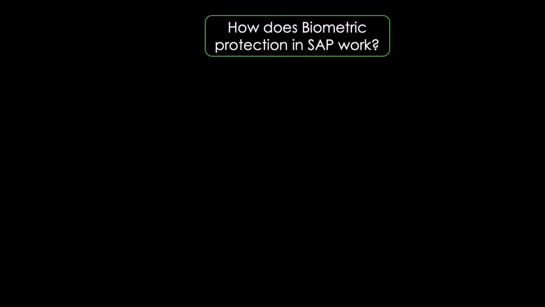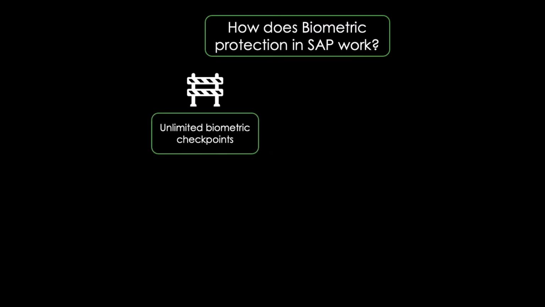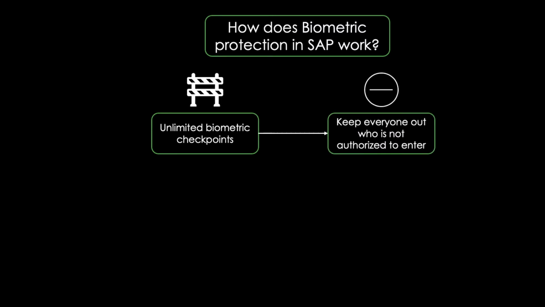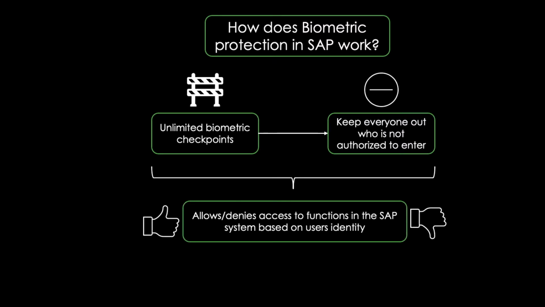So how does biometric protection in SAP work? Biometric protection in SAP allows us to set unlimited biometric checkpoints. Thereby we can keep everyone out who is not allowed to enter specific transactions or functions. A biometric checkpoint will check the ID of a user and allow or deny access to functions in the SAP system based on the user's actual identity.